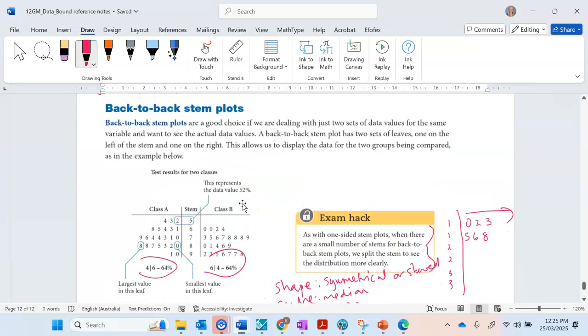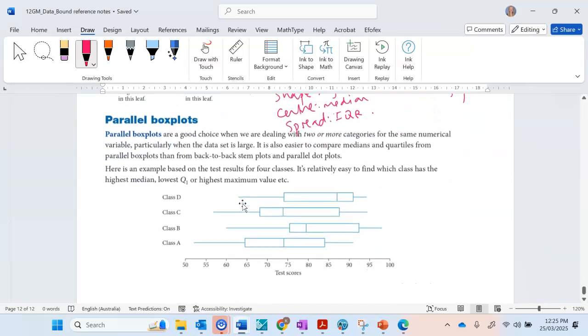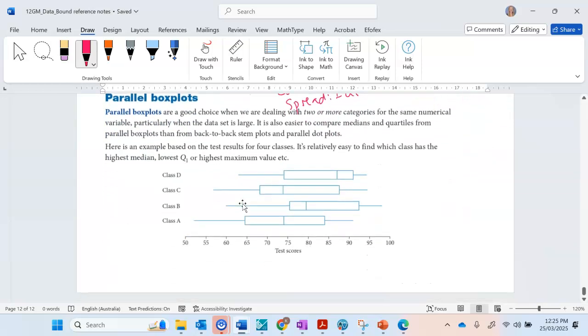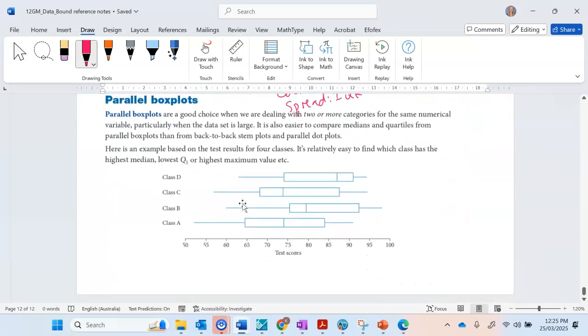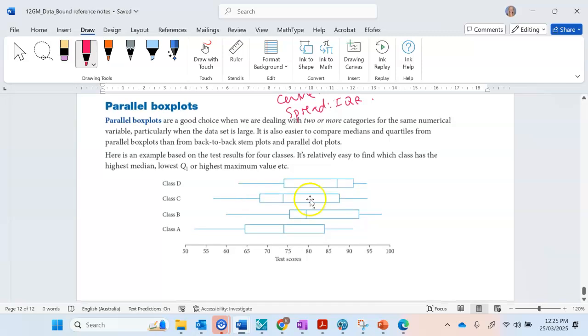Just seeing if there's anything else I want to think about there. Okay. All right, so in this video, we're going to focus on questions relating to parallel box plots. So box plots are mostly used because it's more visual. We can see the median for each group. So here's the median for each class. So what are we looking at? We're just looking at 4 classes, test results for 4 classes.